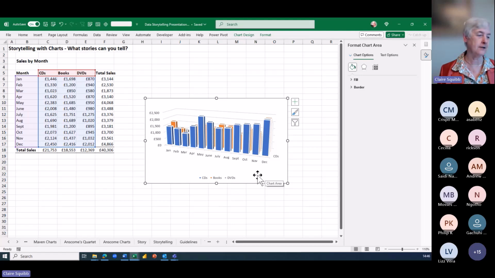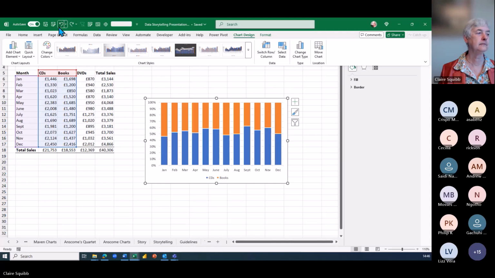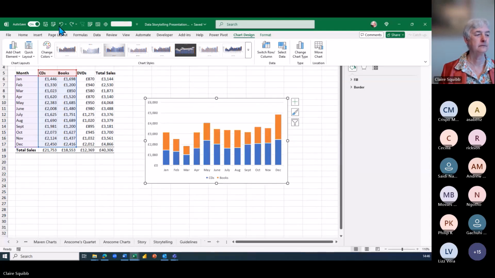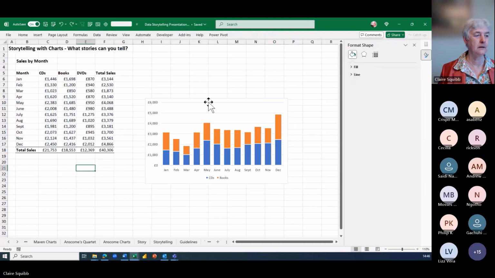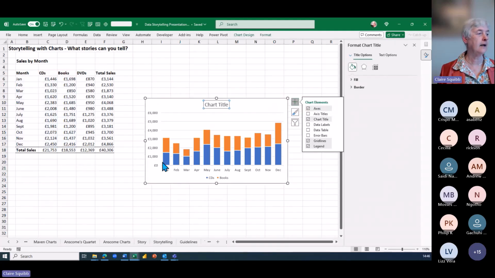So, good charts and bad charts. Have a think about what you're displaying and play around with them. Change things up. I'm going to undo and we'll go back to something sensible. And in Excel you can do things like adding a chart title, and if you want to use a cell reference in your chart title, you can do that as well.